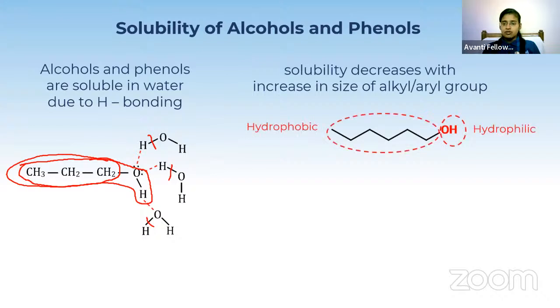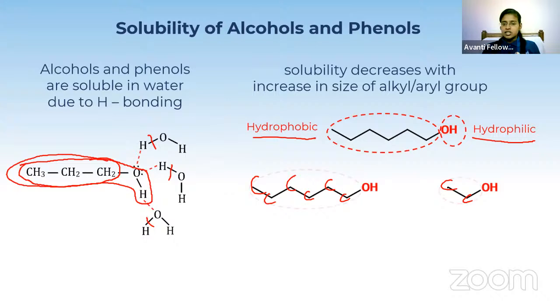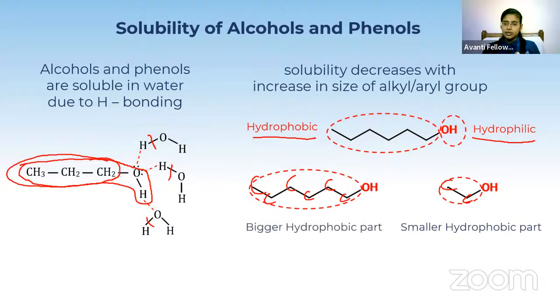So this is the hydrophilic end. Hydrophilic means water loving site. So the water loving end and this is the water hating end. So if I increase the length, here I have 1, 2, 3, 4, 5, 6 carbons and here I have only 2 carbons. In the first case the length is more and in the second case we have only 2 carbons. Smaller hydrophobic part here and bigger hydrophobic part there.